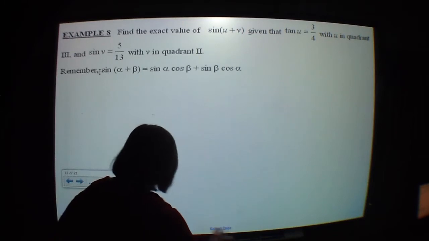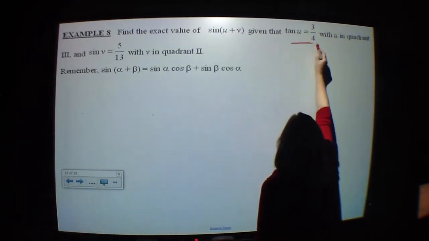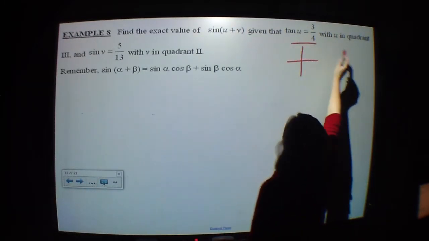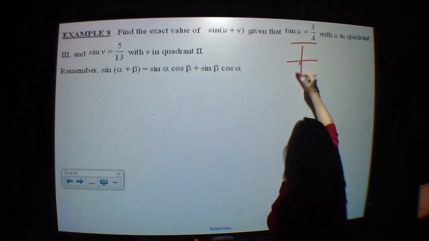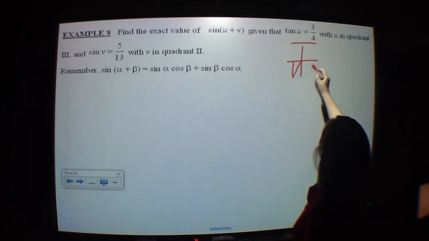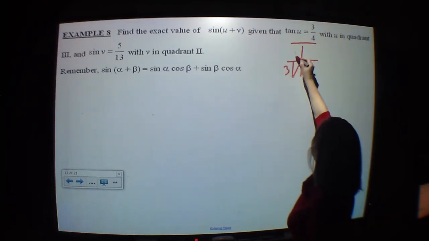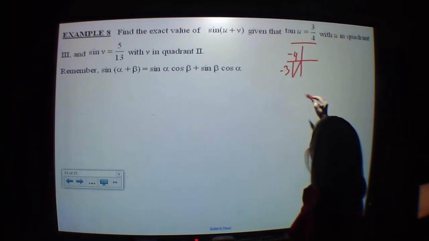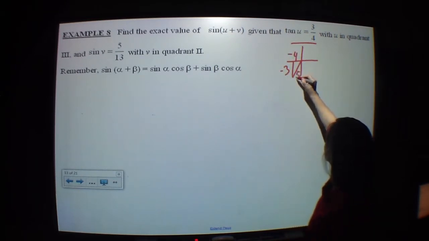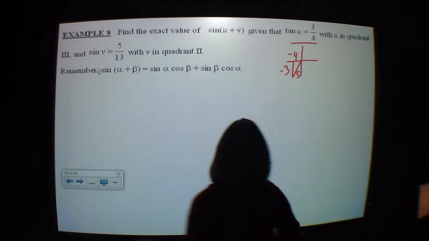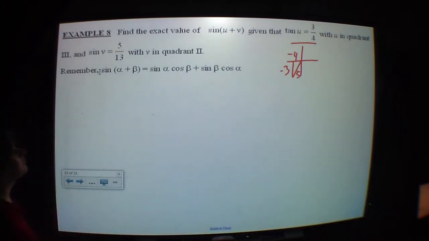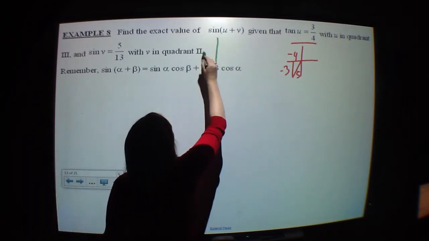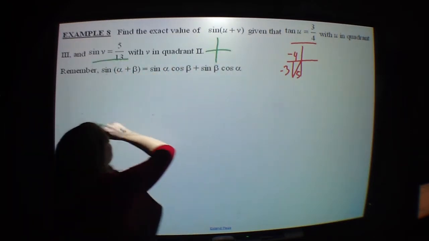So let me draw some pictures. My angle for u, I'm in quadrant 3. So there's quadrant 3. Tangent is 3 over 4. You can find your missing side, which is 5. So that's my u. My v is in quadrant 2. So this one right here is quadrant 2.